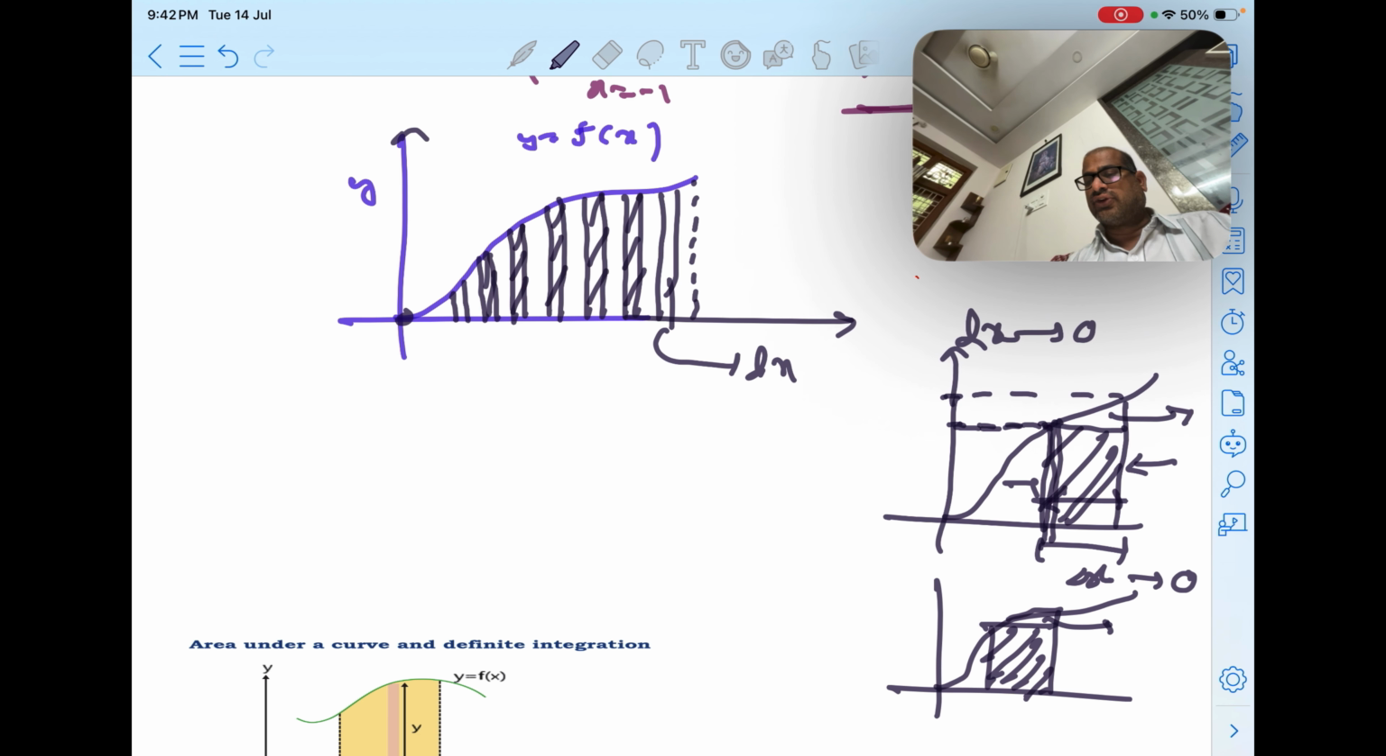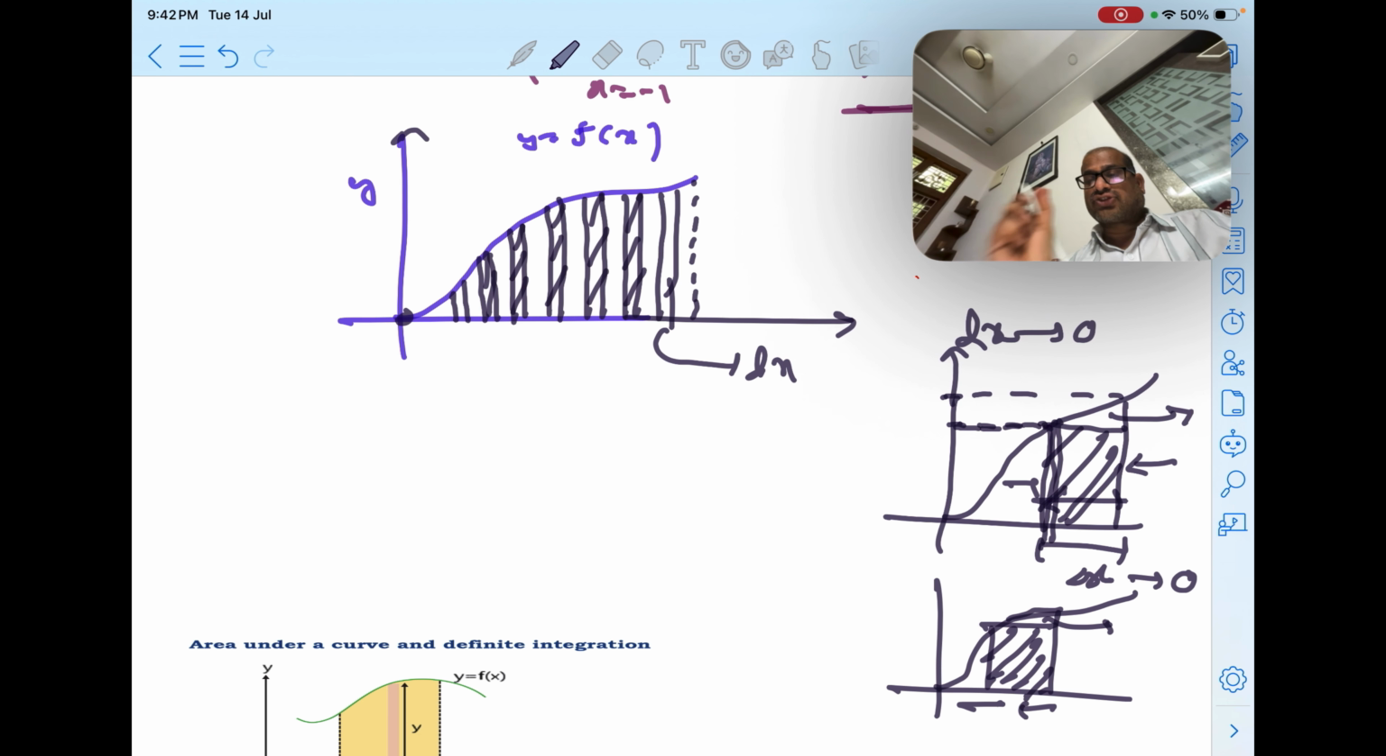This rectangle formula, you know, we know. With the curve, this triangle formula we don't know. That's why when you make this width very small, this triangle is vanishing. So every strip is becoming a small rectangle.